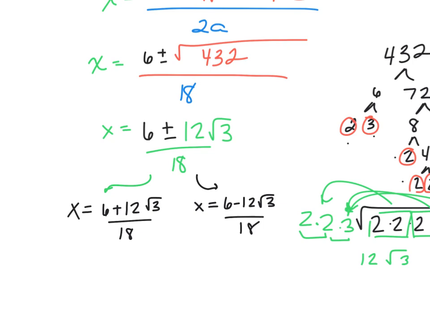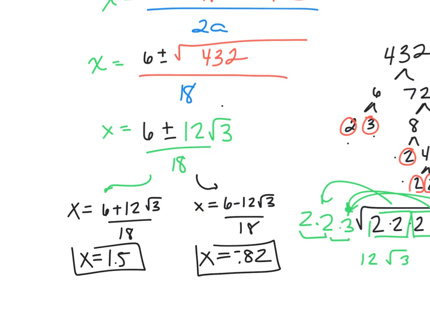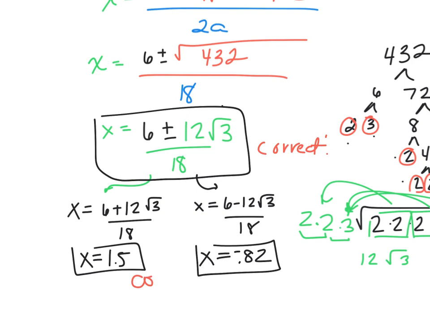You then type this exactly into your calculator as written, you do it on Desmos, and you would get two different answers. For the first one, after rounding, I would get x equals 1.5. And then for the second one, one sec, I'm just typing it, negative 0.82. You can write it like this, or you can leave it like this. I'm going to write down correct. Both ways are correct.